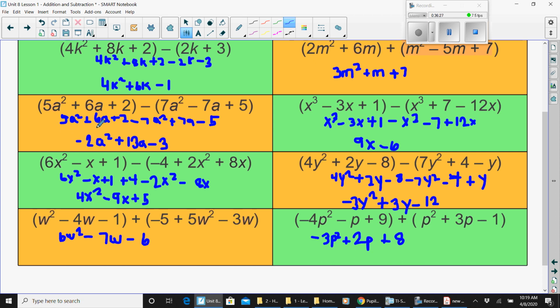Then you just combine the 5a squared minus 7a squared. You get negative 2a squared. You get 6a plus 7a is 13a, and 2 minus 5 is negative 3. That's where I get that. This is negative again. And my final answer is 9x minus 6.